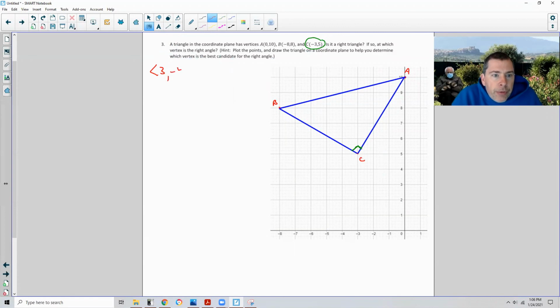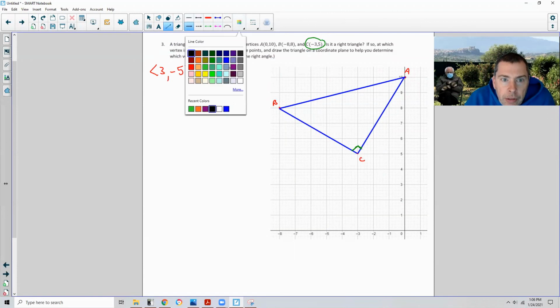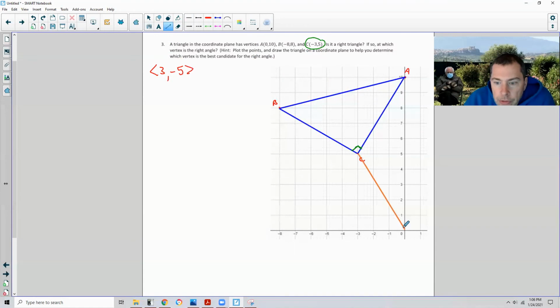Right 3, down 5. That will be the vector that will bring us from C to the origin. Okay, right 3, down 5. If I did that with every single vertex, then it would move the triangle down so that C's on the origin, and then we could determine if AC is perpendicular to BC.